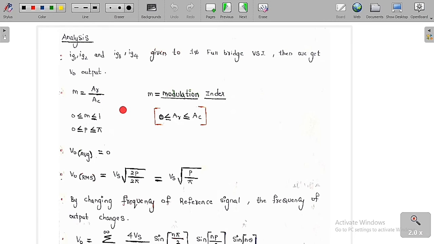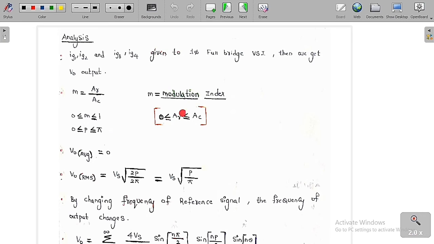Otherwise, suppose AR is greater than AC. AR is given to the non-inverting terminal, so the non-inverting terminal voltage will always be greater than the inverting terminal, and the output will always be positive. Therefore the triggering pulse will be given for all the time in the 0 to pi period, and the output voltage will be equal to Vs for all the time. Then we can't get whatever average output voltage we want. So AR should always be less than AC, then only we can get the pulse in a given time period of whatever width we want. Therefore AR should lie between 0 and AC.